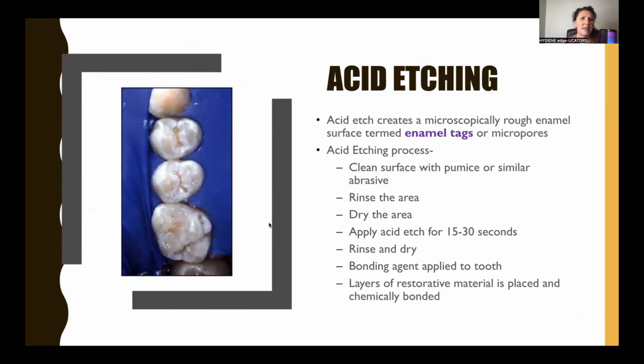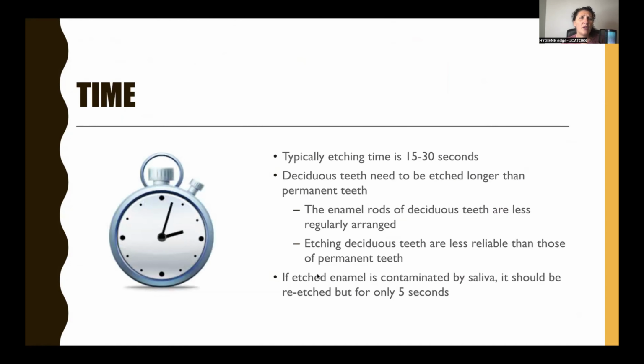So let's talk about acid etching. Do you see these little chalky white areas here? This has created those microscopic enamel tags or little micropores. And you know how we do that? It's just like with a sealant. They clean the surface, rinse the area dry, etch for 15 to 30 seconds, rinse dry, bond, and then you layer the restorative material. And then usually, why is it 10 to 30 seconds?